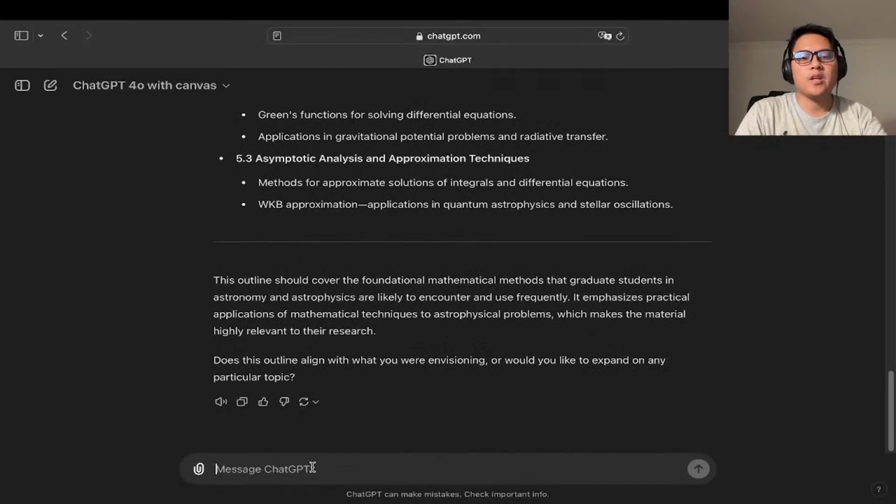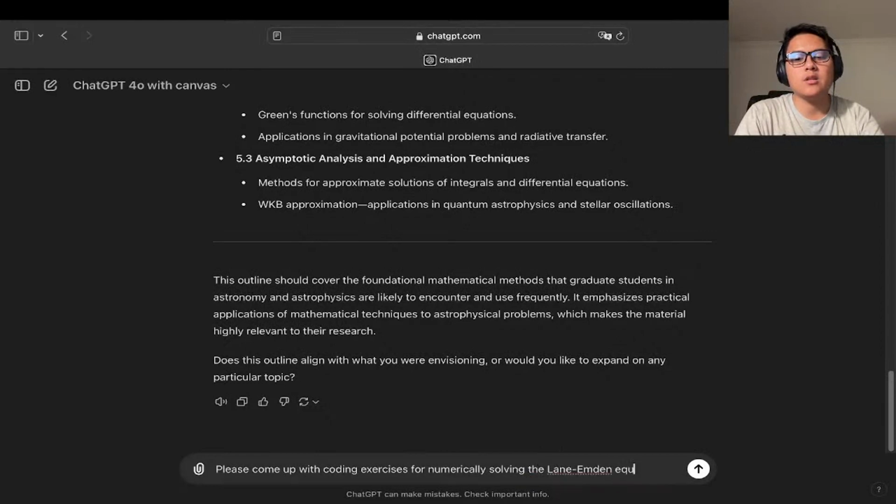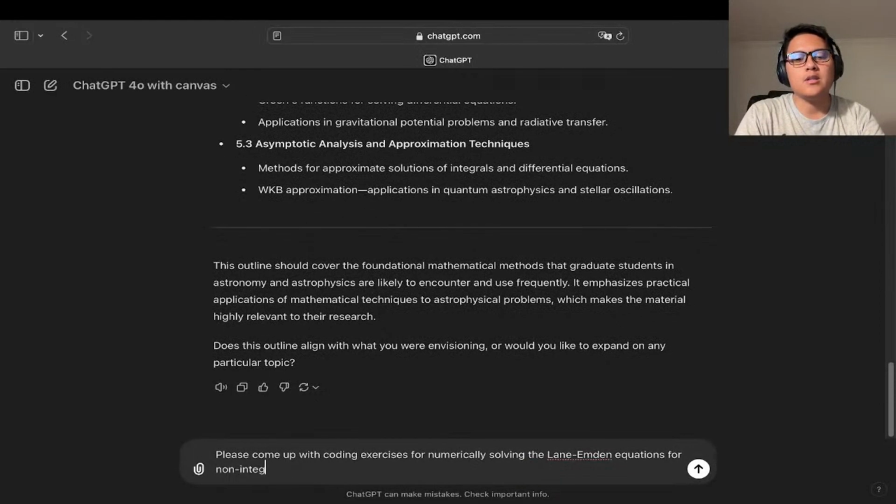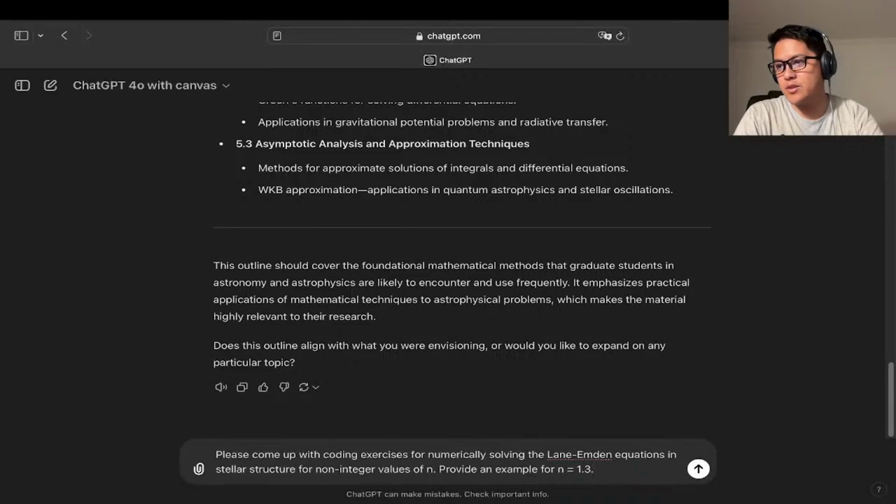good here. Let's see. Please come up with coding exercises for numerically solving the Lane-Emden equations for non-integer values of n. Stellar structure. And let's see here. Or coding exercises, for numerically solving n. Provide a solution. Provide an example. How about that? Provide an example for n equals 1.3. Okay, let's do this.